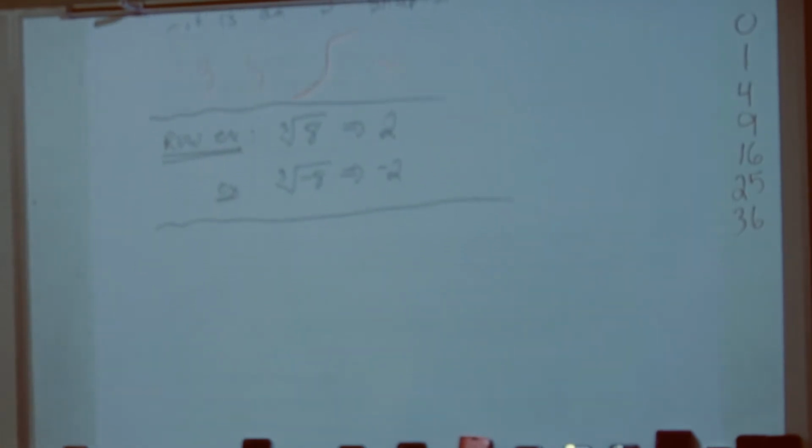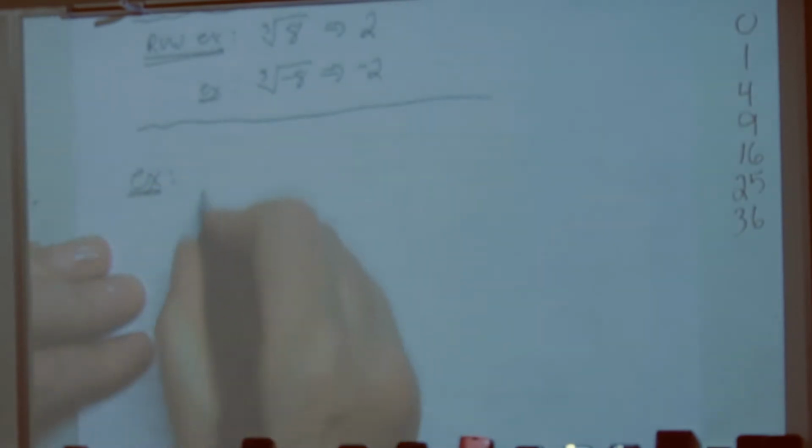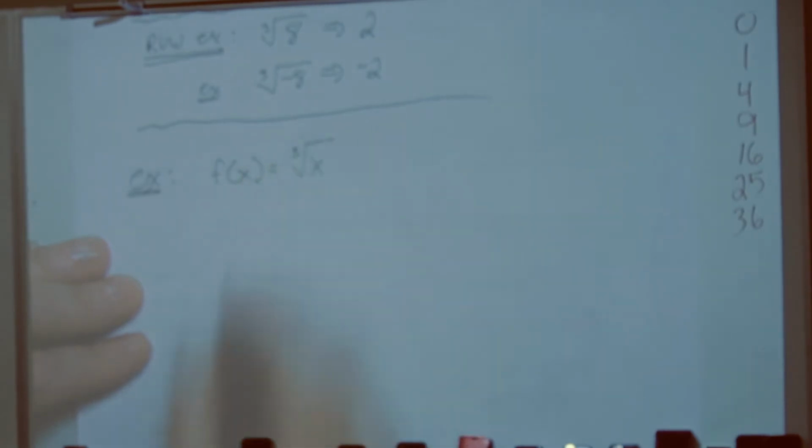So, again, there's my dyslexia at its finest. There's your review. Let's do an example here. Let's graph some cube roots. Start out with the basic, I guess. We're going to graph f of x is the cube root of x.